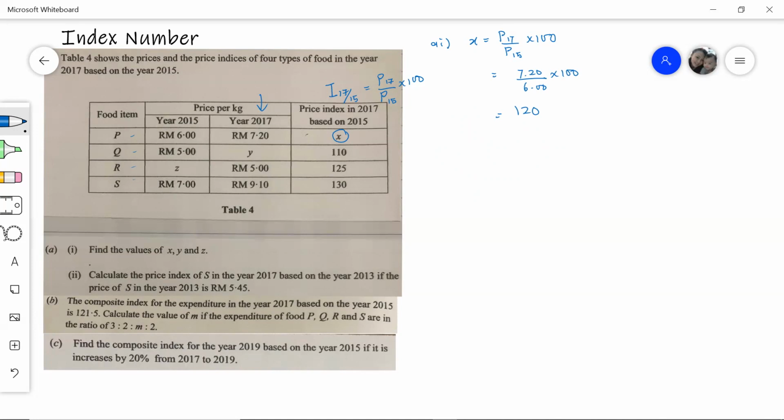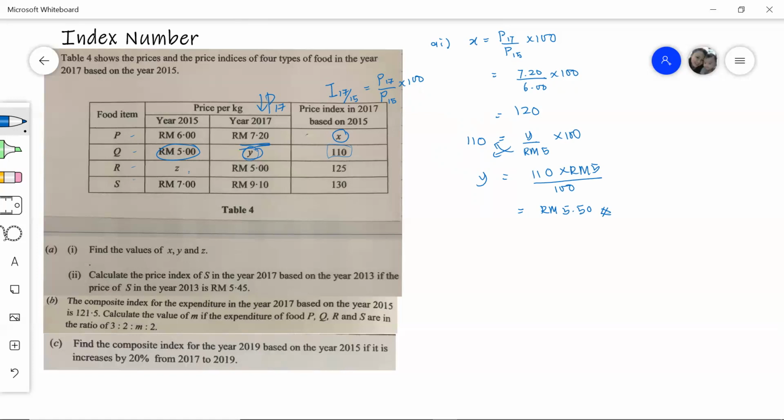And then for Y, we still use the same formula. Over here, we know that the price index 110 is actually the price in year 17, which is Y, over 2015, which is 5 ringgit, times 100. Therefore, to find Y, let's rearrange all the numbers. So we will have 110 times 5 ringgit divided by 100. Just use the calculator. We have 5 ringgit and 50 cent. Y is a price, so it comes with the unit RM.